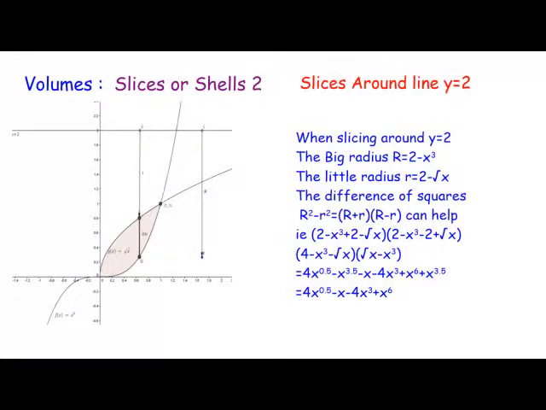You can see here, it's the line y equals 2. So those radiuses are, for the big one, 2 minus x cubed, and for the little one, 2 minus the square root of x, or x to the power of half. And if we're going slices, we know we've got big R squared minus little r squared. They're going to be sort of washers when we rotate them around.